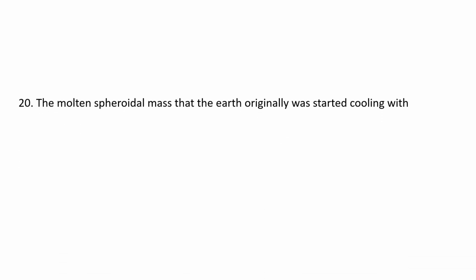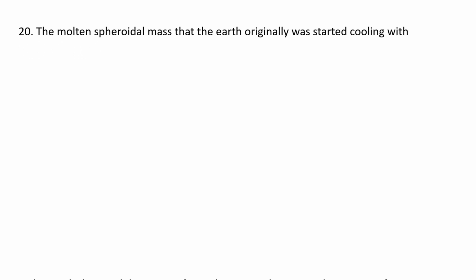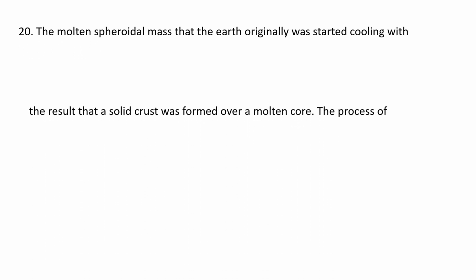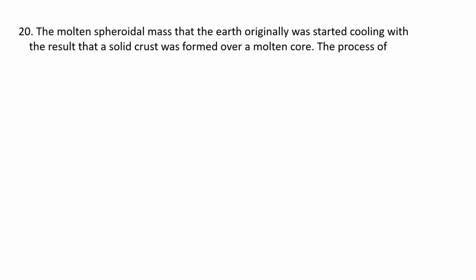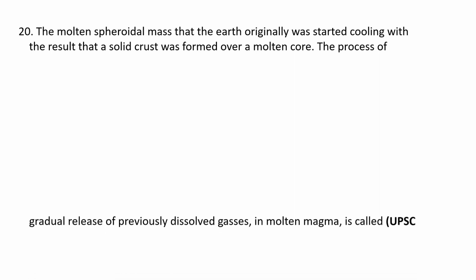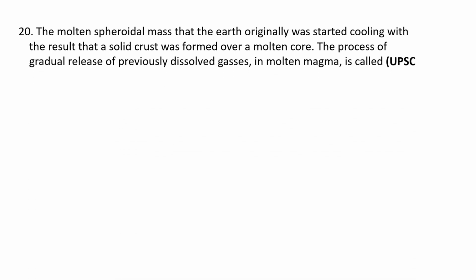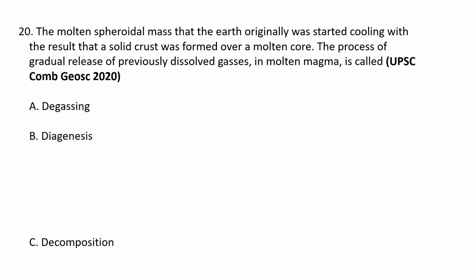Next question. The molten spheroidal mass that the earth originally was started cooling with the result that a solid crust was formed over a molten core. So the process of gradual release of previously dissolved gases in magma is called as A. Degassing, B. Diagenesis, C. Decomposition, and D. Disintegration. So the correct option is A.